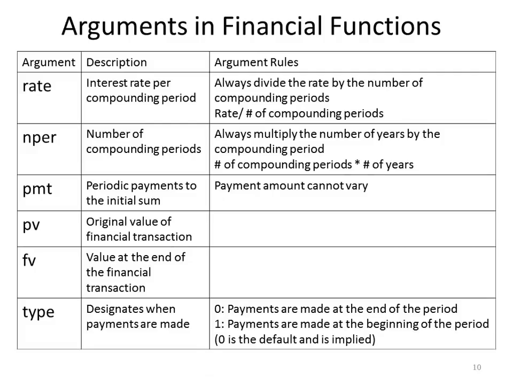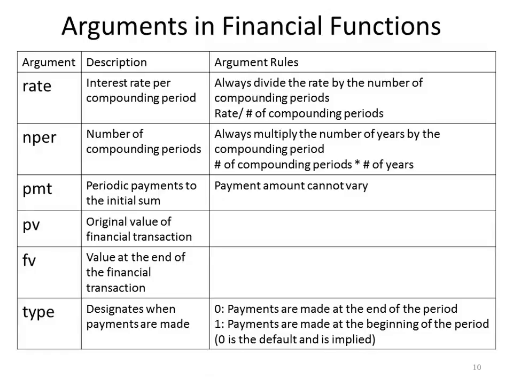Let's talk about arguments in financial functions. We're not going to talk about the functions themselves, but about the arguments within the functions. The first argument is the rate argument. The rate argument is the interest rate per compounding period. For this argument, you will always take the interest rate and divide it by the number of compounding periods. The NPER argument is the number of compounding periods. For this argument, you will always multiply the number of years by the number of compounding periods.